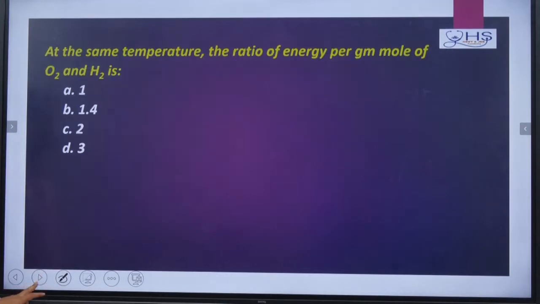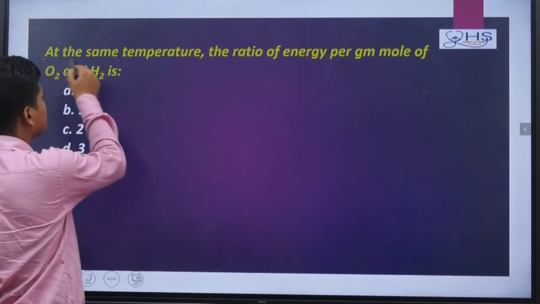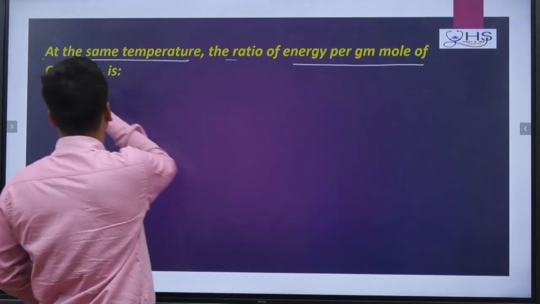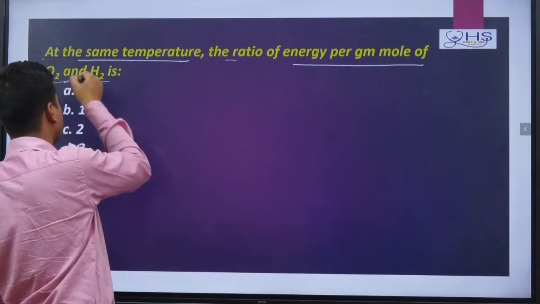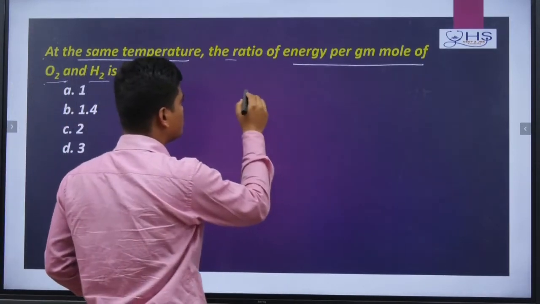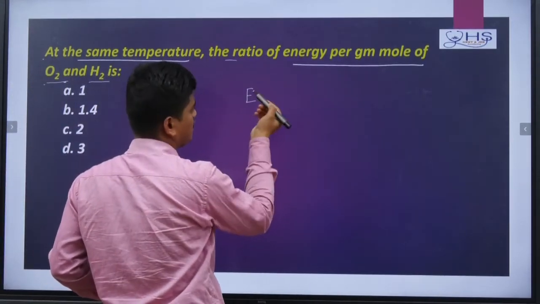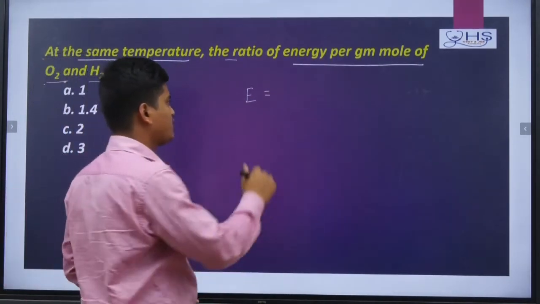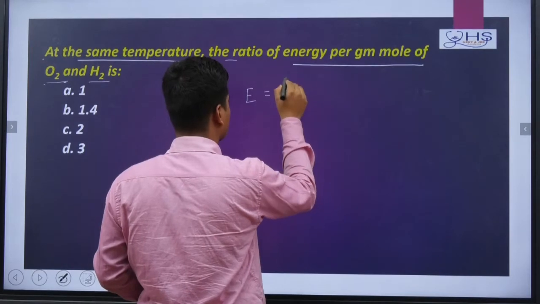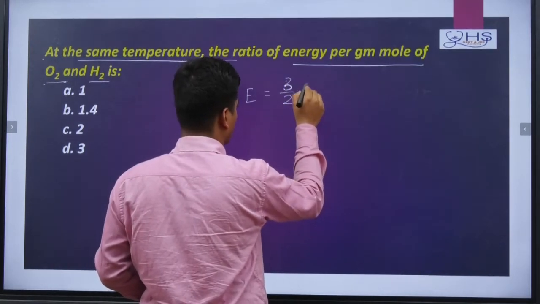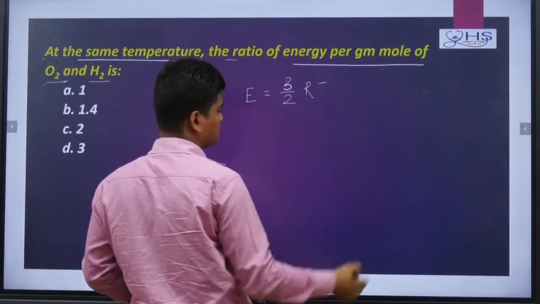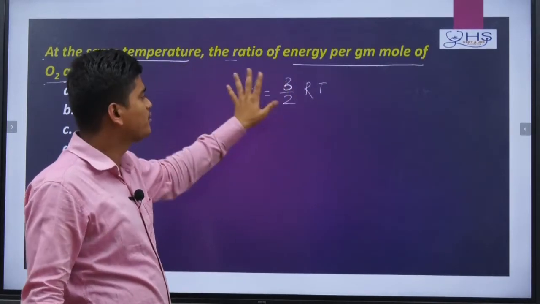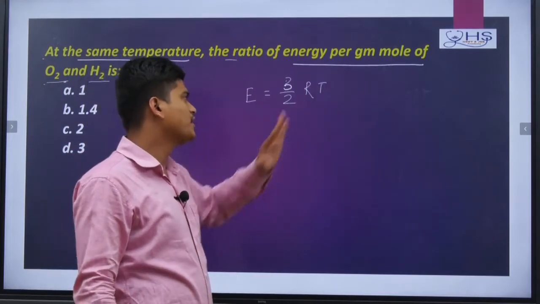Now we will go to the next question. At the same temperature, the ratio of energy per gram mole of oxygen and hydrogen gas is how much? Okay. So remember what they are telling, the ratio of energy per gram mole. Remember, basically you take kinetic energy here. Suppose energy is how much? Now energy is nothing but 3 by 2 RT. You can write this one. So just now I told PV equal to 2 by 3 kinetic energy. From there you can find energy is nothing but 3 by 2 RT.